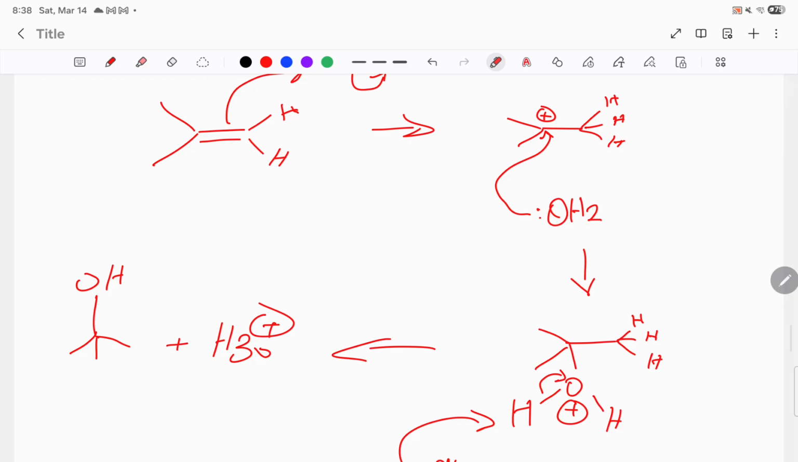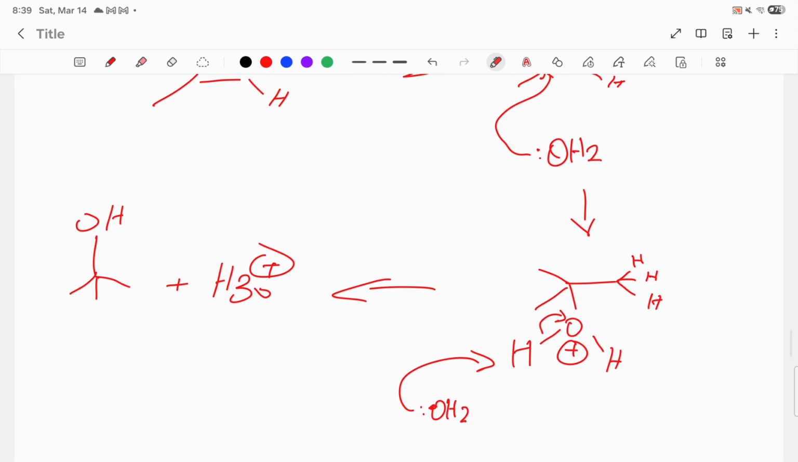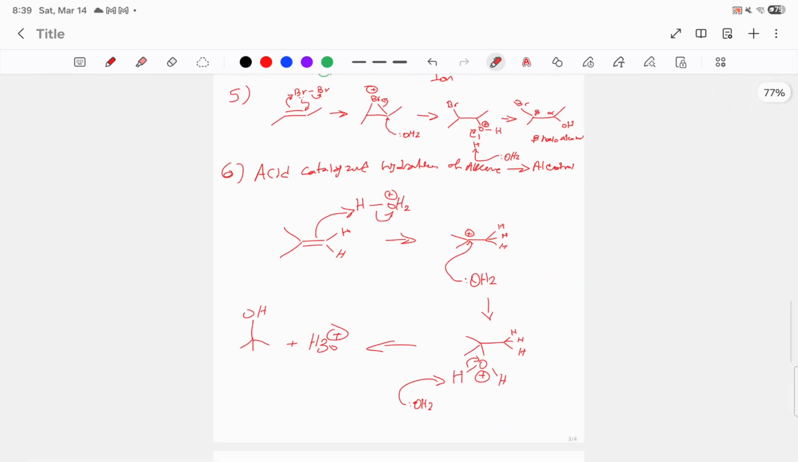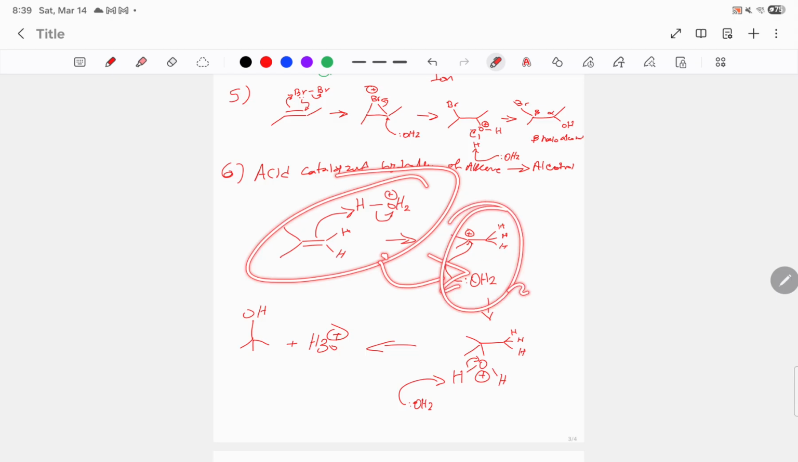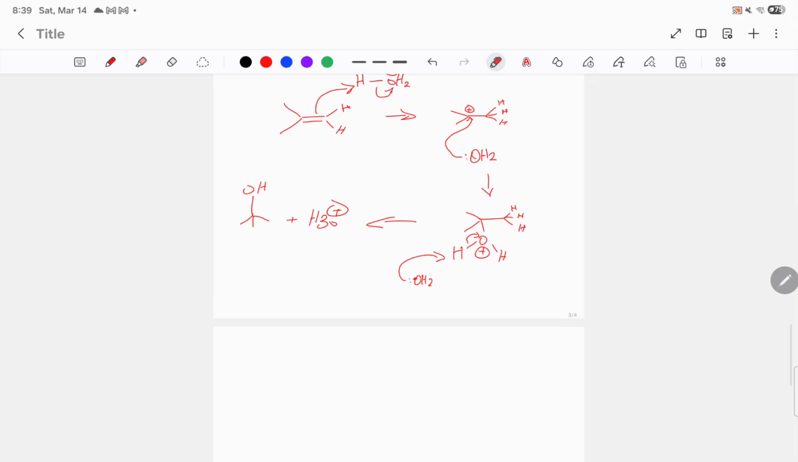And if I were to analyze my product by way of polarimetry, it wouldn't rotate plane polarized light, so it would be a racemic mixture. Protonation of the alkene. Yeah, we've already talked about this, right? So we know what the steps are. Step number 1, protonation, because I have an acid. Number 2, nucleophilic attack of the water. And number 3 is deprotonation of the water attached to it to give us our alcohol, okay?